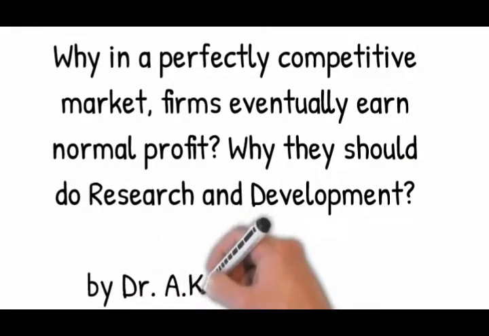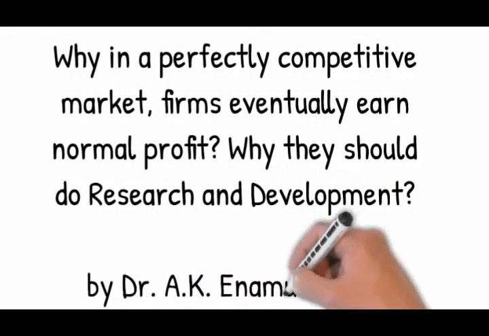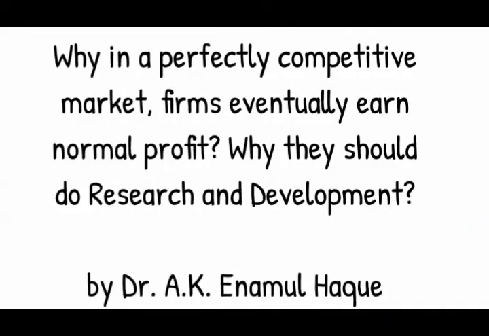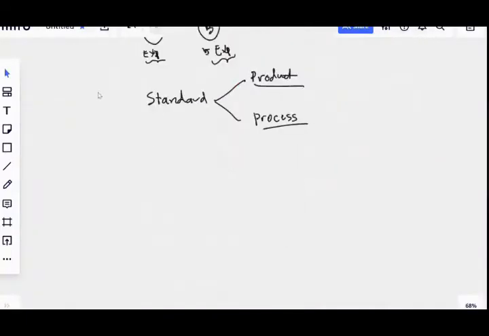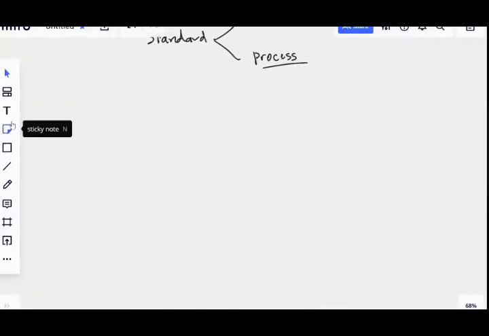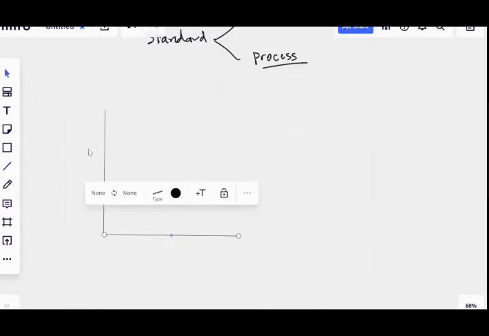Why in a perfectly competitive market, firms earn normal profit. Why they should plan for research and development. So we said, okay, let us go back to economic theory and see what happens in a perfectly competitive market. So I'm going to draw this 3 diagram for you for a moment. Easy diagrams. So I'm going to draw this.